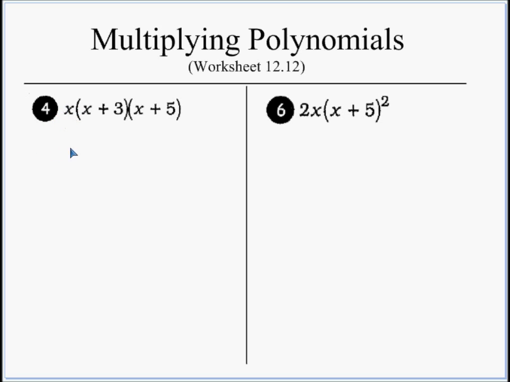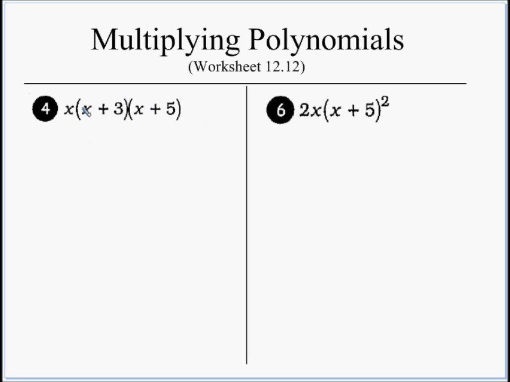The first one I'd like to go over, number 4 right here. We have a monomial times a binomial times a binomial. Now there's several ways to do this, but me personally, I think the easiest thing to do is to FOIL first, multiply the two binomials together, and then distribute the monomial. So that's what I'd like to do.